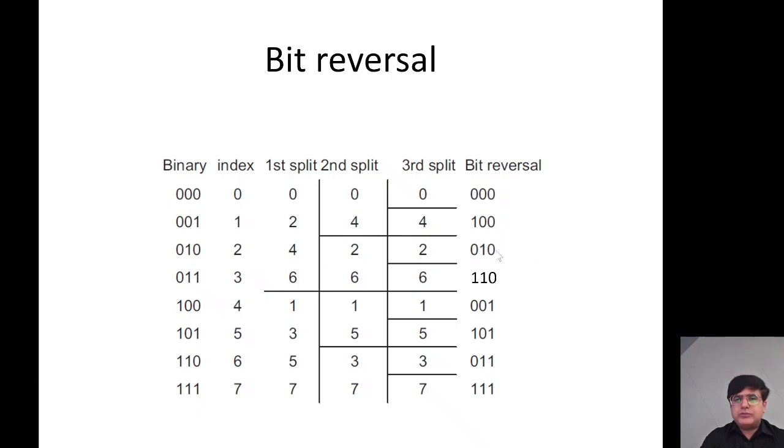0, 1, 0 will stay 0, 1, 0. 0, 1, 1 will become 1, 1, 0, and 1, 1, 0 in binary, if you convert it to decimal, is 6. 1, 0, 0 is 4, 0, 0, 1 is actually 1, and so on and so forth. So no matter how big the sequence is, you can just figure out which index it corresponds to. Is that clear? Clear. All right.